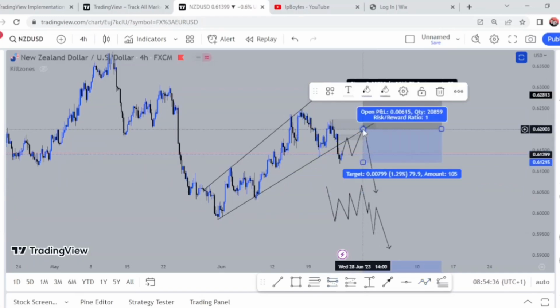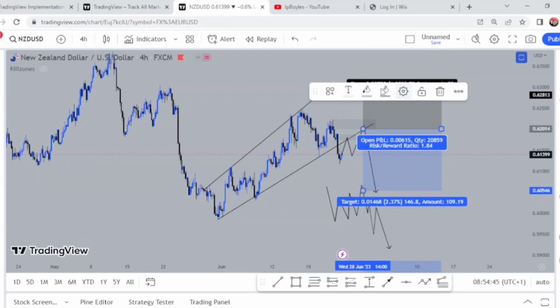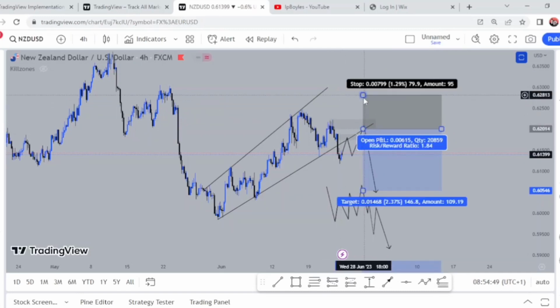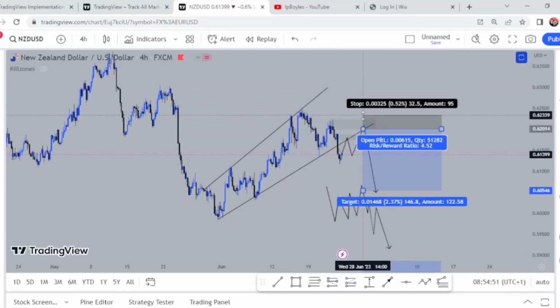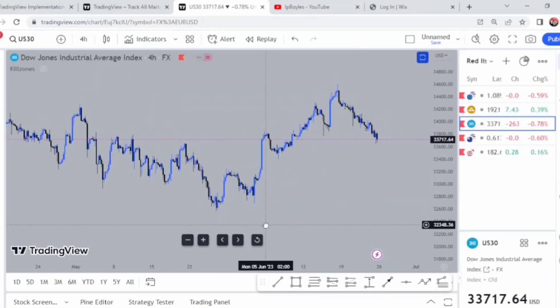Bring out your position calculator, extend your TP to where you want to take your first TP and second TP. Then after that, place your stop loss above the supply zone. So we are on our US start.